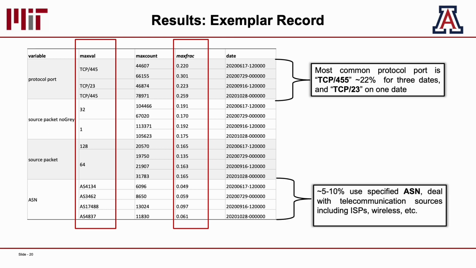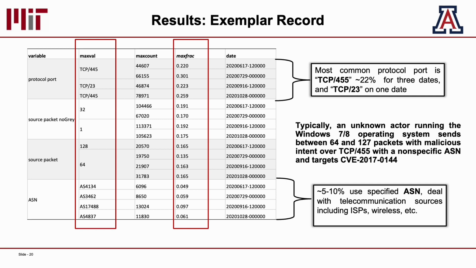ASN is a number that identifies each autonomous system. It is a collection of connected Internet Protocol routing prefixes controlling the network operators. It is a varied ASN, with the most common ones appearing 5 to 10% of the time.